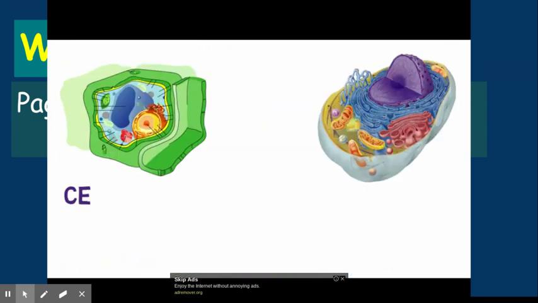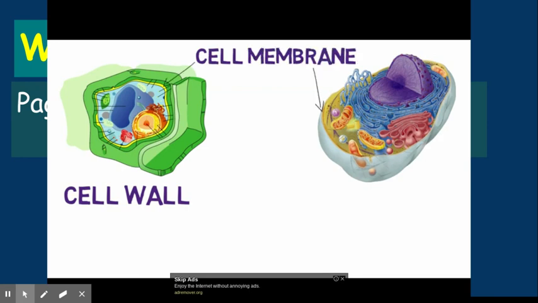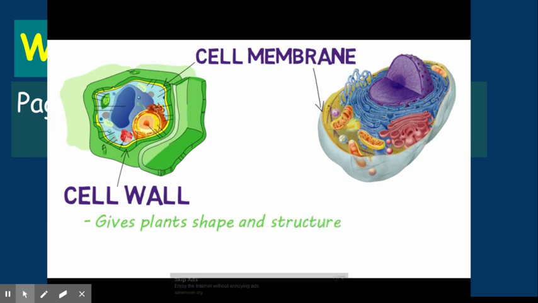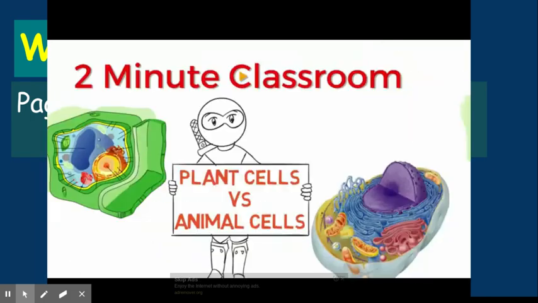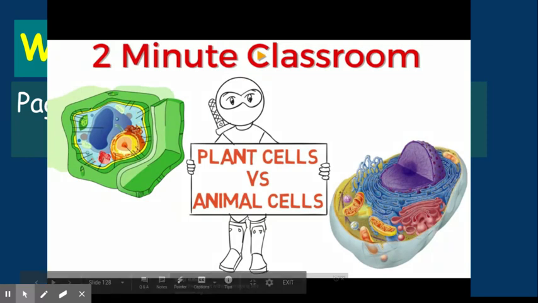Lastly, we have the cell wall. While both plant and animal cells have cell membranes, only plant cells have a cell wall. This cell wall gives plant cells their shape and structure. However, the cell wall does not regulate inflow and outflow of molecules. That's still the job of the cell membrane. So now you know the main differences between plant and animal cells.